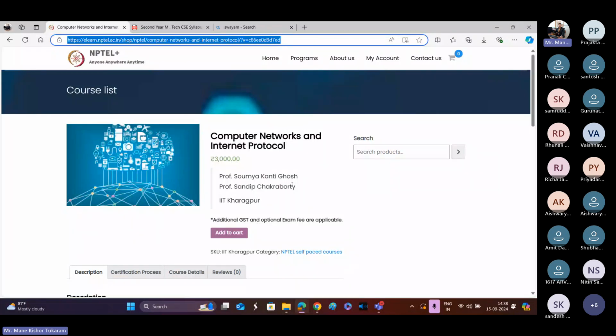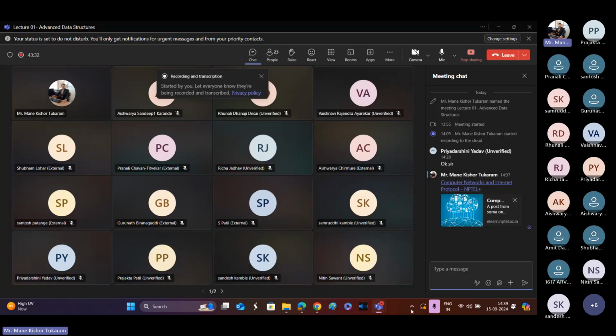So if you don't want to enroll for Computer Networks and Internet Protocol this semester, you can enroll in the next semester, no problem. But for this particular semester, your status is marked as absent. Okay. So this is the first thing I wanted to tell you regarding Computer Networks and Internet Protocol, which is the first elective for this semester.